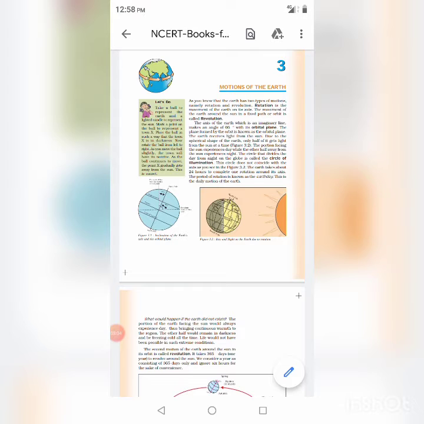On 21st March and September 23rd, direct rays of the sun fall on the equator and the whole earth experiences equal days and equal nights. This is called an equinox.